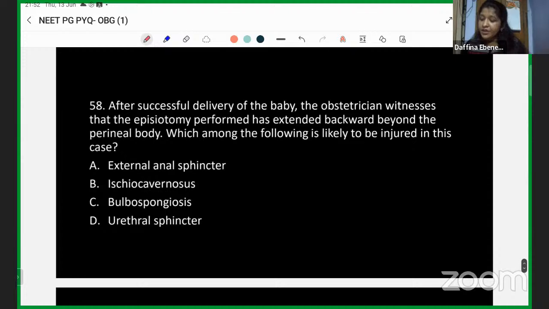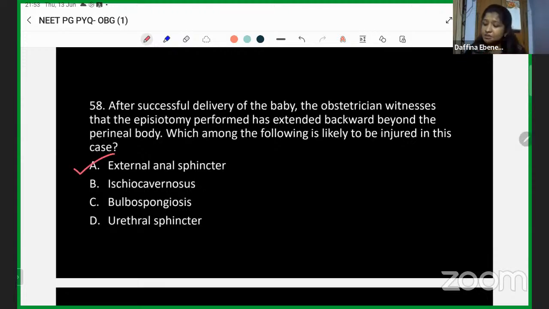After successful delivery of the baby, the obstetrician witnesses that the episiotomy performed has extended backwards beyond the perineal body. Which among the following is likely to be injured in this case? External anal sphincter, ischiocavernosus, bulbospongiosus, or urethral sphincter. They're basically telling you that the episiotomy has extended beyond and reached behind, which is an extension of the perineal tear, which will extend to your external anal sphincter.